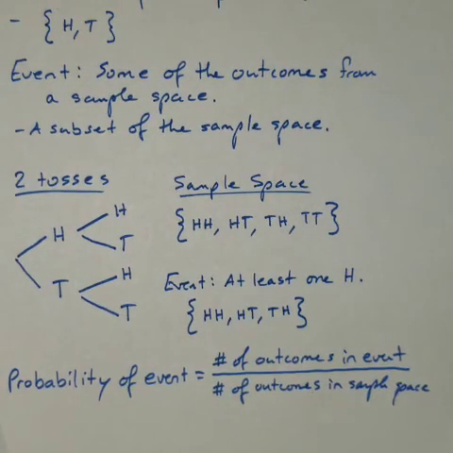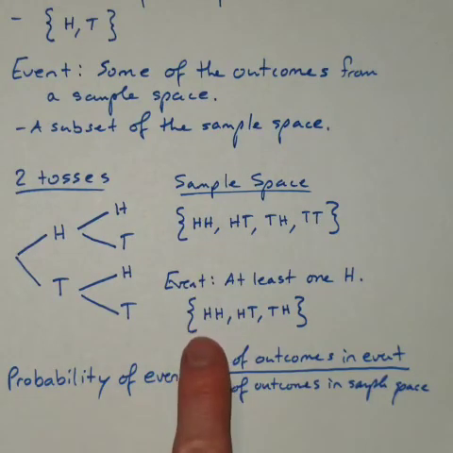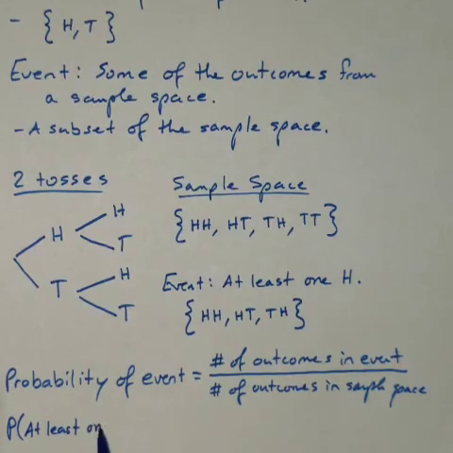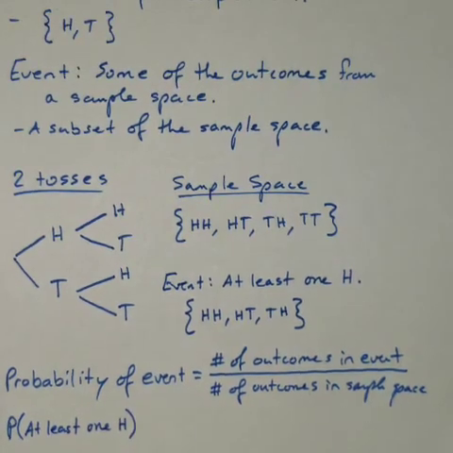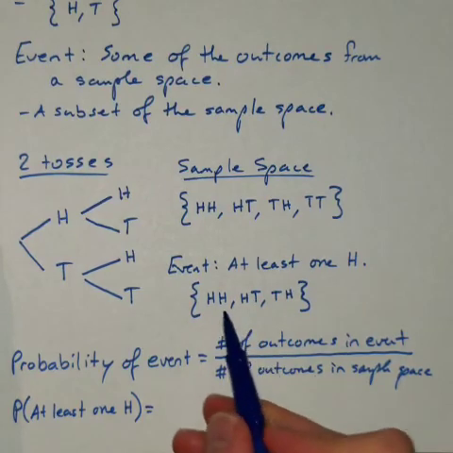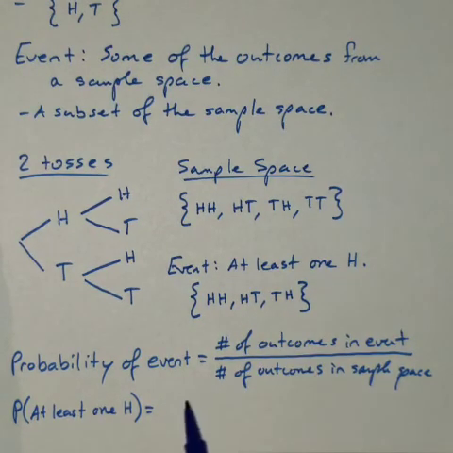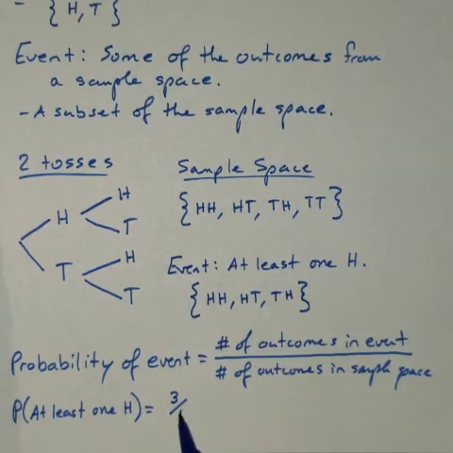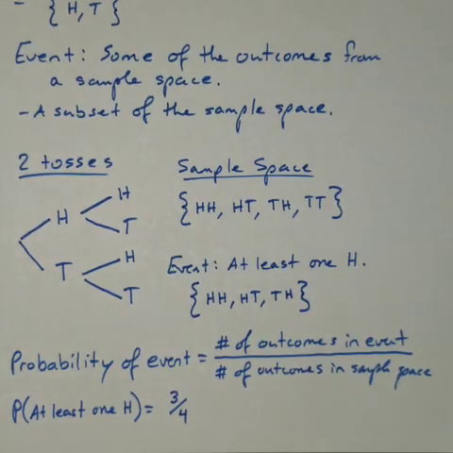So in this particular case here, this example I just wrote down, the probability of at least 1 head, and in that notation we usually use a P and then the event described in parentheses. Probability of at least 1 head is equal to the number of outcomes in that event, which would be 3, divided by the number of outcomes in the sample space, which is 4. So the probability is 3/4.